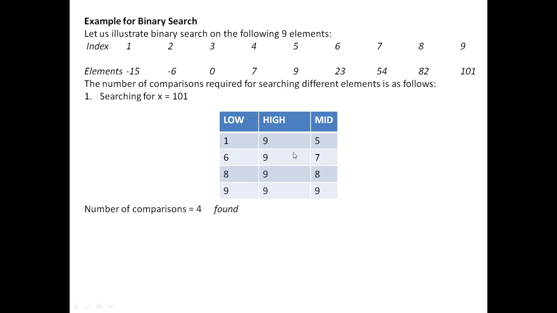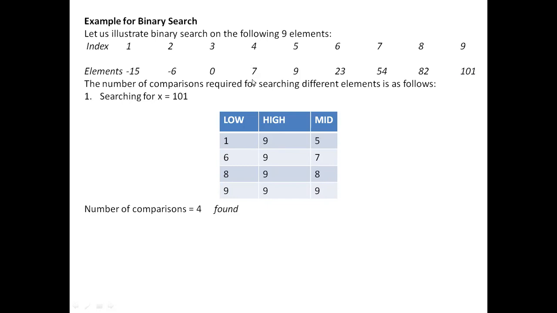So the lower index is equal to 9. Still my high index is equal to 9. Middle is equal to 9. In the middle index 9, what am I having? 101. So I searched this 101 in the given list of numbers. How many comparisons have I used? 1, 2, 3, 4. 4 comparisons are used to search for this 101 successfully.